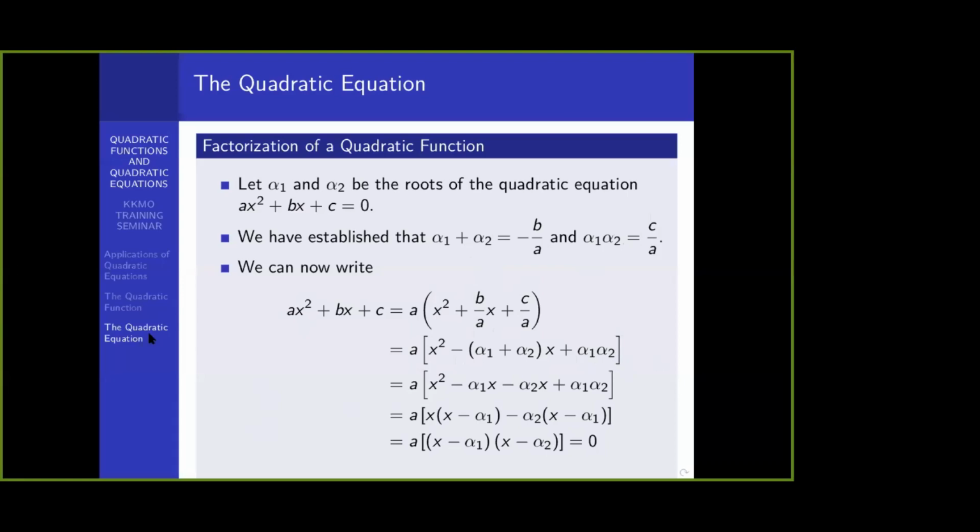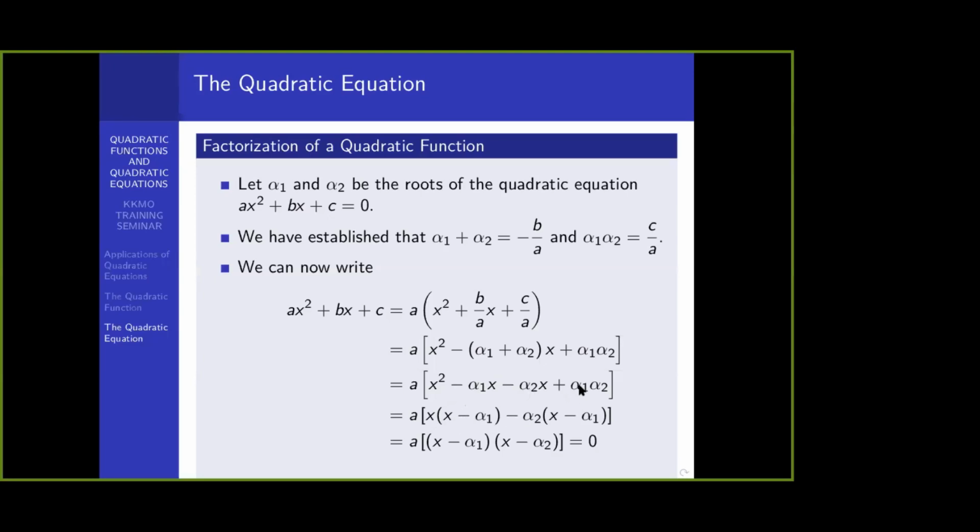So when I put it in that form, I can eventually split it and factorize it. x is common in these first two terms, so I can pull it out, and I have x multiplied by x minus alpha 1.